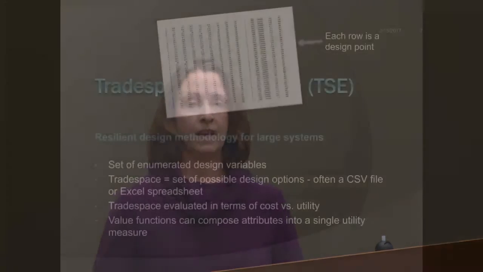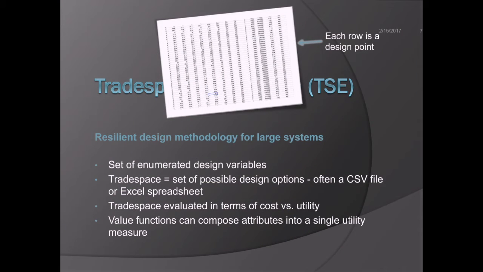So what we have are value functions that can take all of the different design variables, or possibly a subset of the design variables, compose those into a single utility measure. Okay, so in that case, you would only be looking at a single measure to be able to evaluate all of the designs against one another.